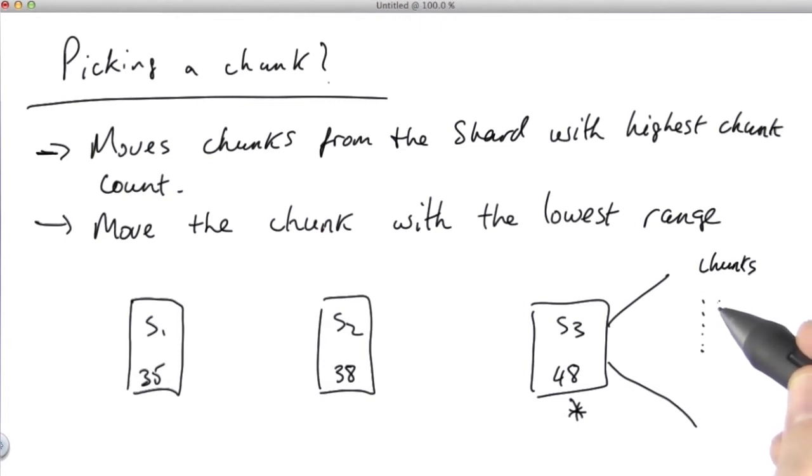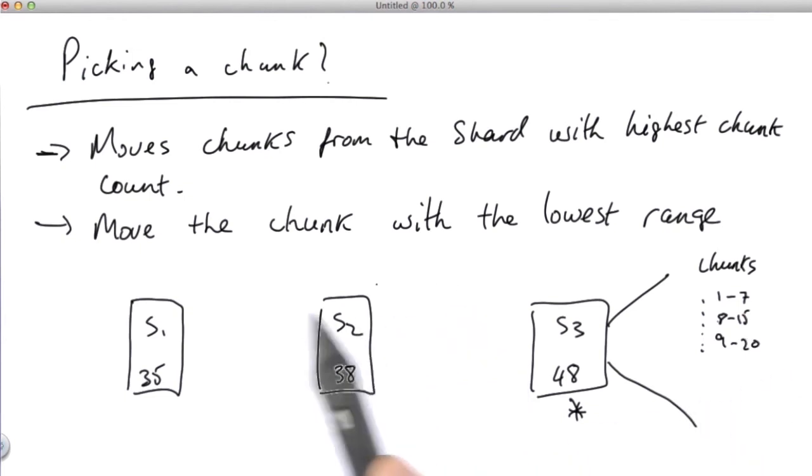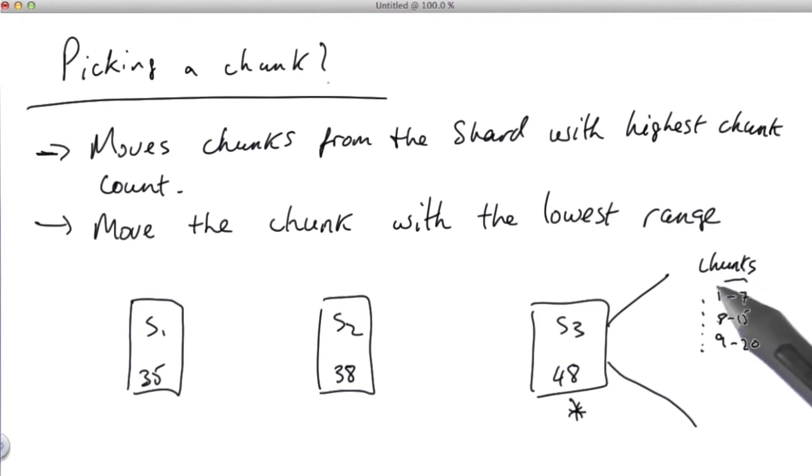So you can imagine that if it was a simple integer, this first chunk here might be 1 to 7. This one here might be 8 to 15. This one here might be 9 to 20, or whatever way that's actually working out. So now the balancer takes a look at this list of chunks, and it goes and finds the one with the lowest range, which in our particular case is this 1 to 7 chunk here.